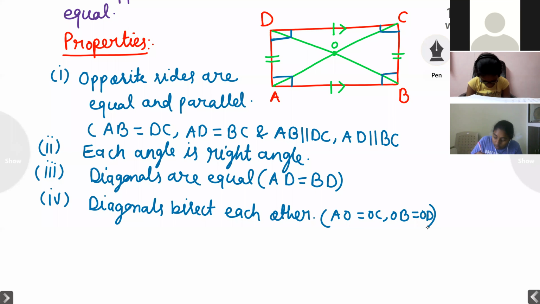Opposite sides are equal and parallel. Each angle is a right angle. Diagonals are equal. Diagonals bisect each other.